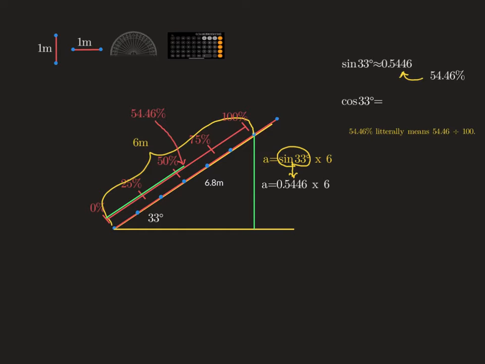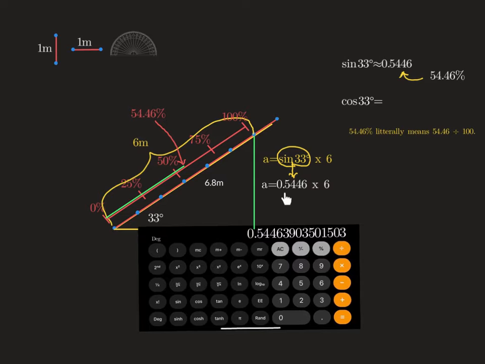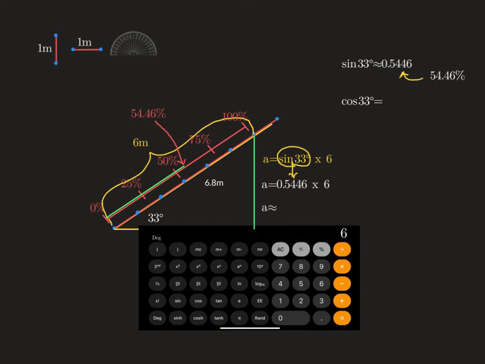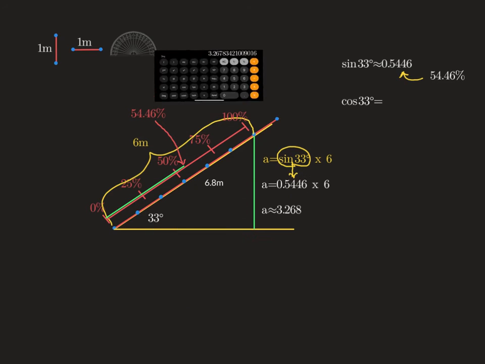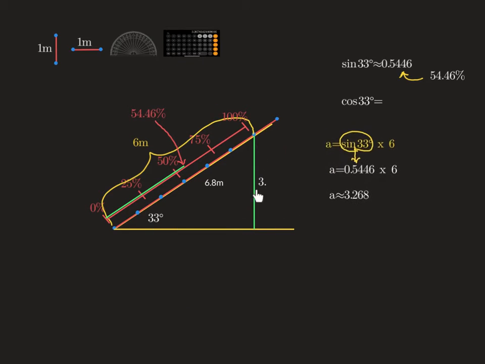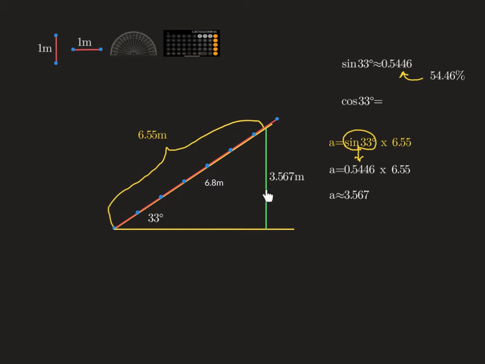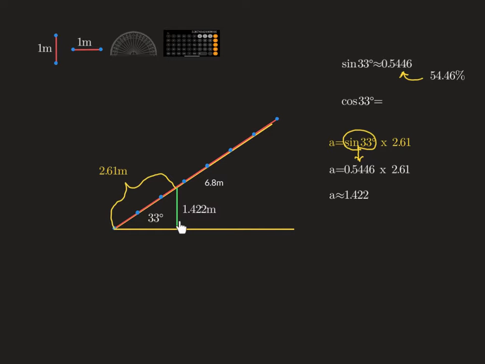And then you multiply by the length of the ramp where you're measuring up to, and that'll give you the height at that point. So for here, 0.5446 times 6 is equal to about 3.268. And so this height right here is 3.268 meters approximately. Now I can move this green line up or down this ramp as far as I want to go up, as far as I want to go down, and it'll tell me the height at any point.